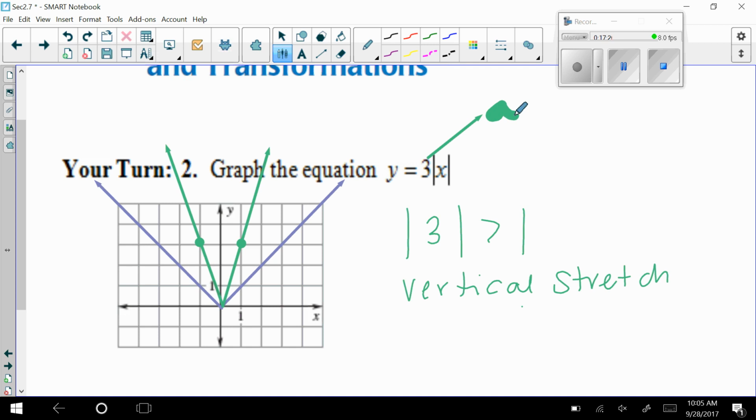And the absolute value of our a is greater than 1. That means it's a vertical stretch. And if you picked a couple points for x, I chose 1 and I chose -1. My y for both of those, x is 1, y is 3, x is -1, y is 3.